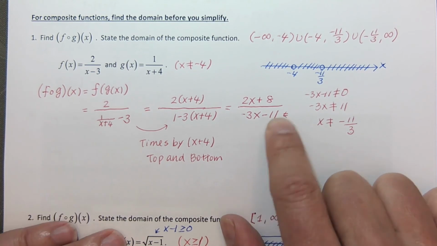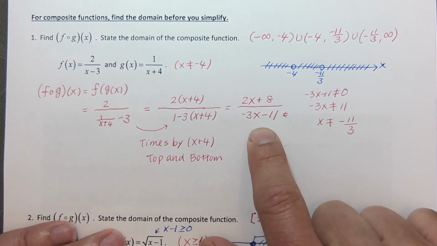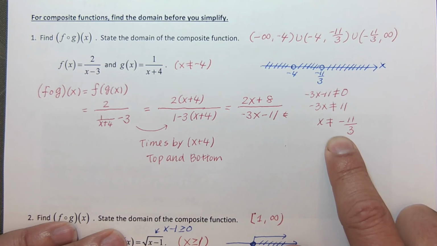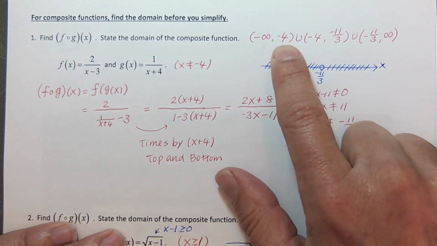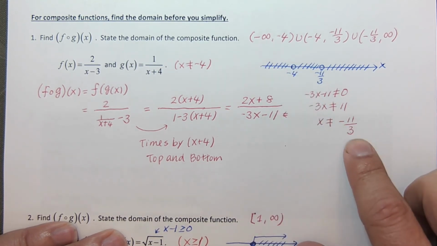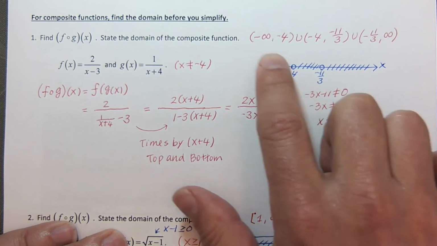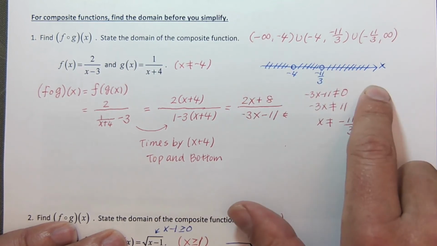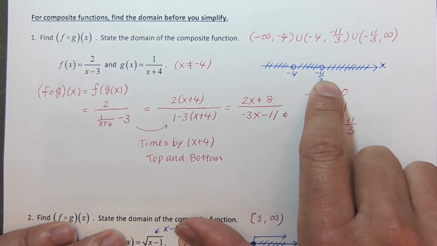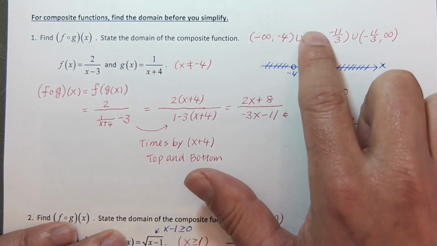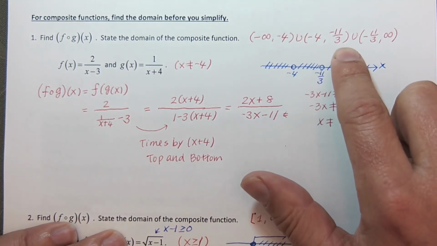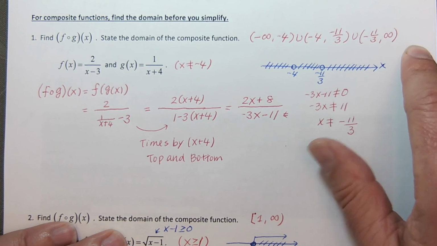So now we have a new restriction. We can't divide by 0. So we end up that x, in addition to not being able to be negative 4, also can't be negative 11/3. So this is my domain here. And here's a graph of that with the open circles, showing that we're going negative infinity, skip negative 4, up to negative 11/3, skip negative 11/3, then off to infinity again.